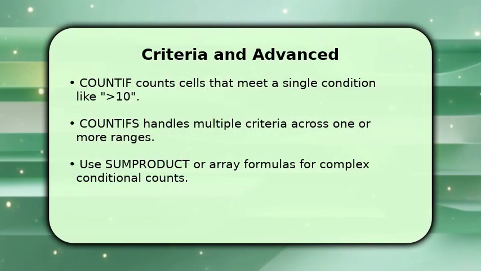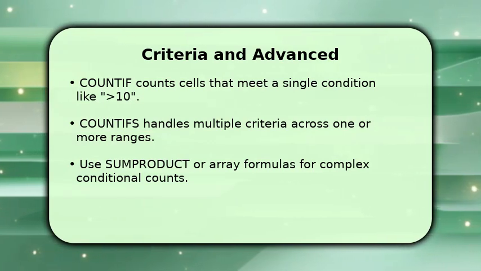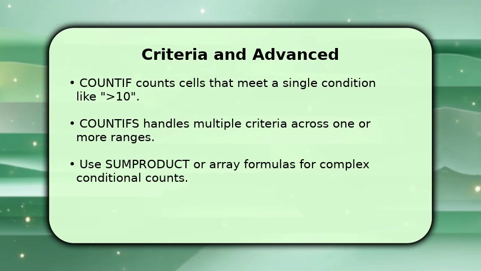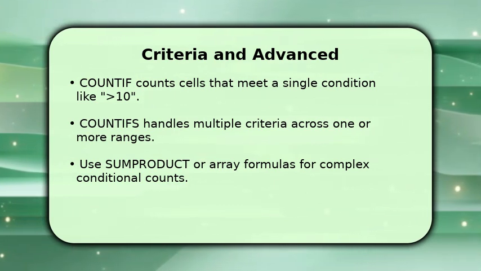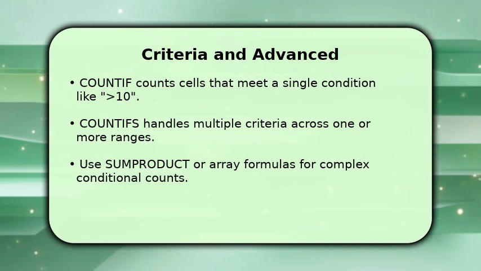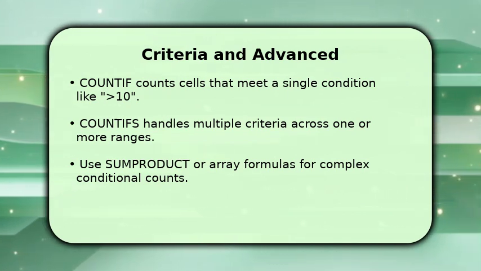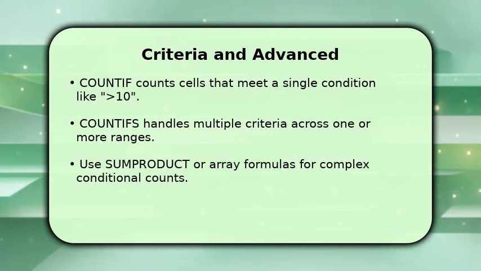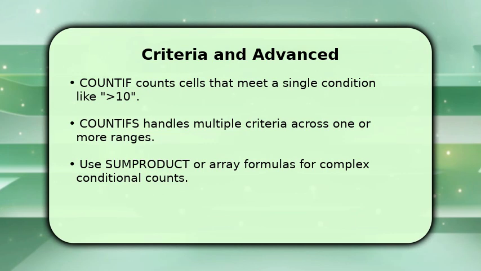Now we move into conditional counting that answers real questions in your data. Countif handles single criteria such as 10 or completed, while countifs combines multiple conditions like status and date ranges. For more complex logic, SumProduct or dynamic array formulas can evaluate multiple criteria or patterns. I will demonstrate examples with text matching, date ranges, and combined numeric conditions so you can adapt these techniques to your own reports.